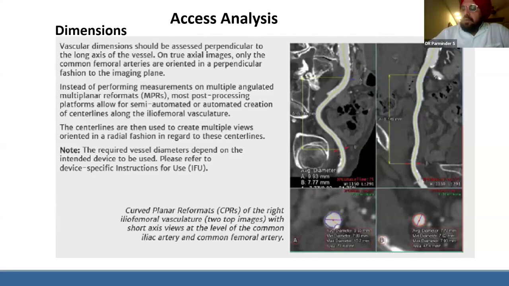To address that issue, it's better if we put a central line in these vessels, which is available in the software. Put the center line, center it properly, and then take cross sections perpendicular to this line, which will be perpendicular to the vessel. So this will give us the correct measurements and avoid surprises in the lab.